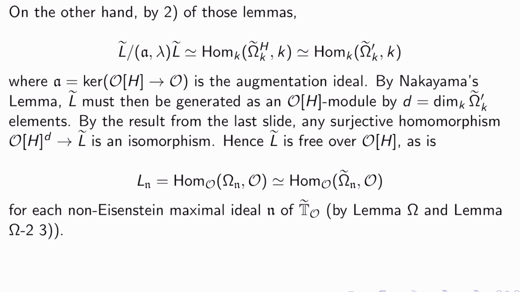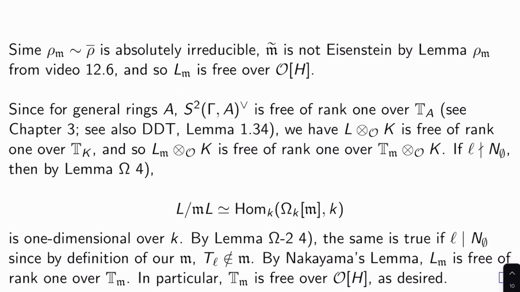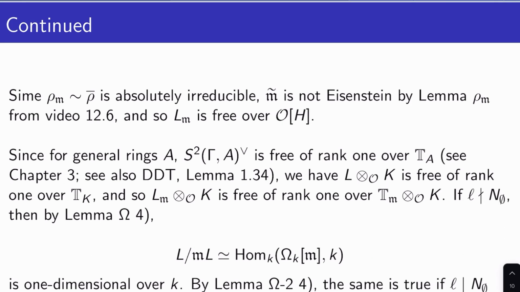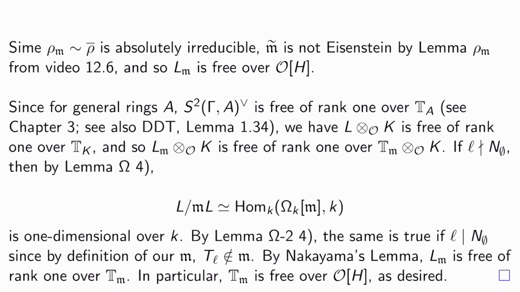Okay, so this isn't quite what we want though. But rho sub frac m, which is isomorphic to rho bar, is given to be absolutely irreducible. That should say since. Okay, so m tilde cannot be Eisenstein by lemma rho sub frac m from video 12.6. Okay, so we can apply this result from the previous slide to that maximal ideal, frac m, to conclude that L sub frac m is free over O bracket H. All right, still not what we want though.